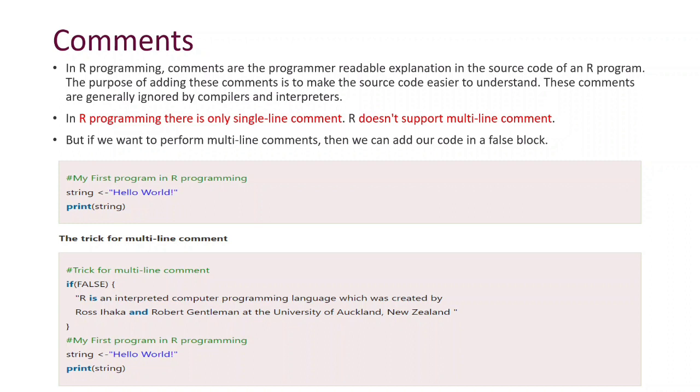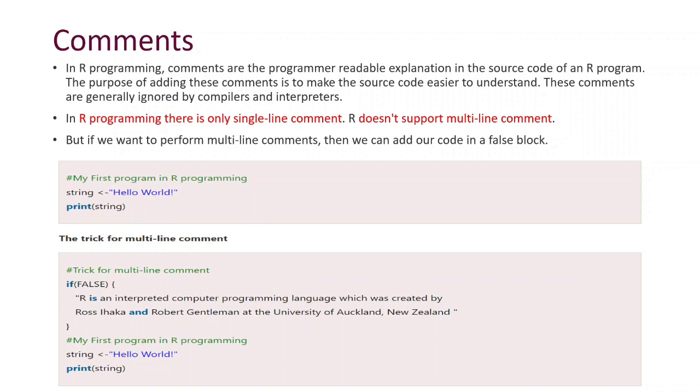In other programming languages, we have various styles of commenting. In R also, to make the source code readable, we need comments. In R, there is only a single line comment. R doesn't support multi-line comments. A single line comment can be given by putting a hash in front of the line, and that line will become a comment.